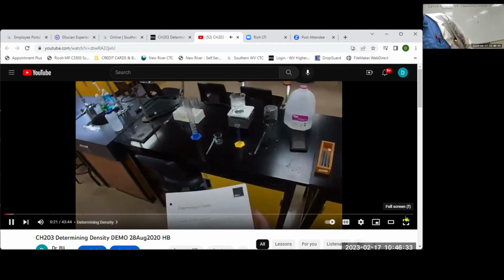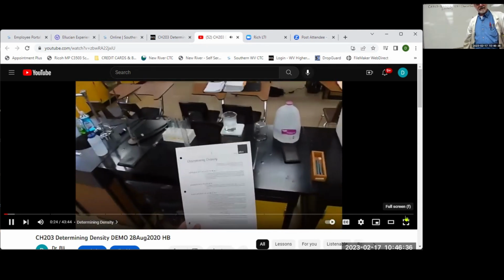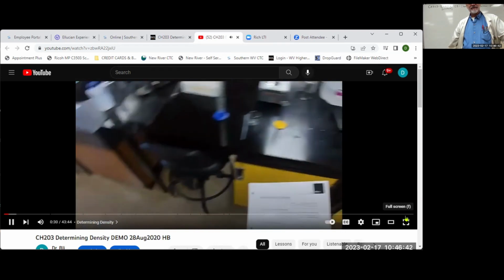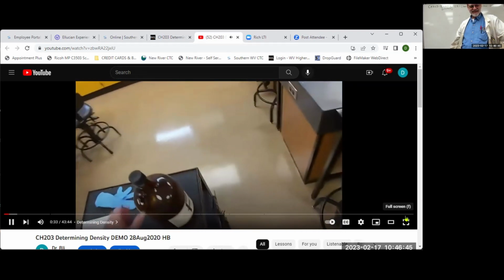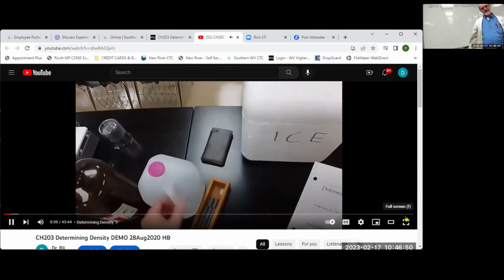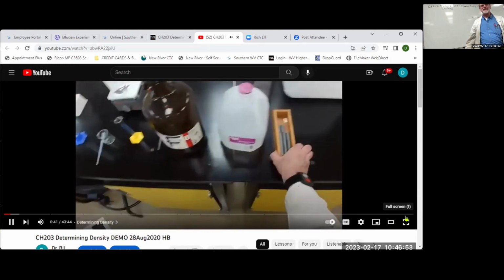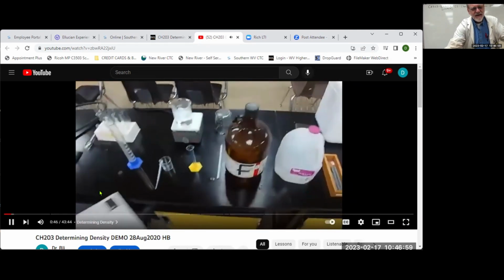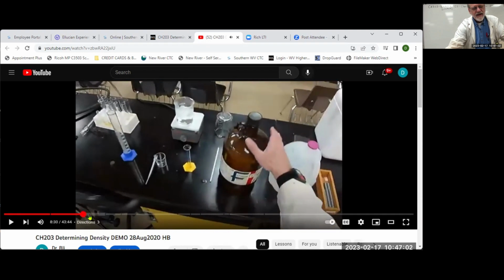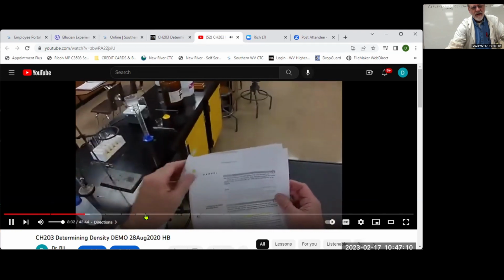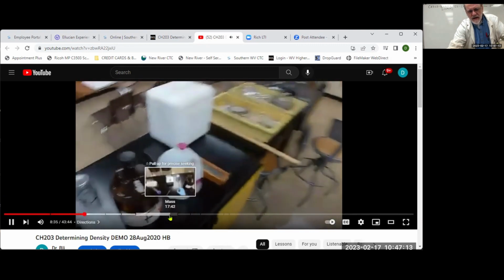Next lab on the agenda. Determining density. It's a very simple lab. I like simple labs. And these are the materials that we're going to need. We're going to determine the density of a liquid and two solids. Okay. Liquid is going to, we'll check out further along. Here we go. And of course, you should have read this before you start the video.